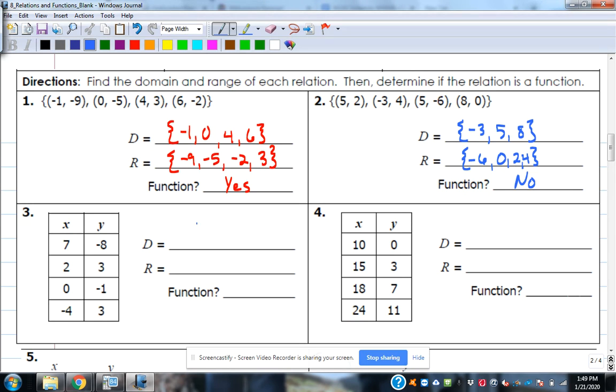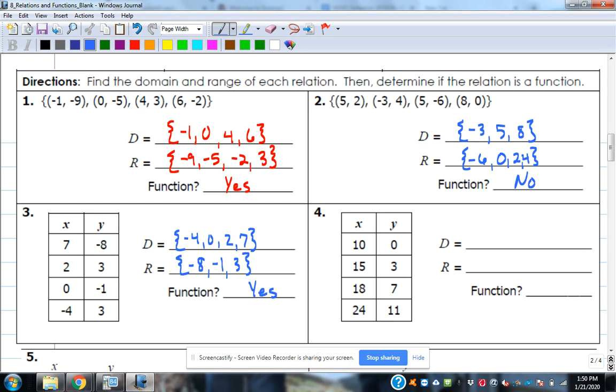So domain for number 3. Yeah, -4, 0, 2, 7. And the range, and 3. We only list the 3 one time there. And it is a function because no repeated x values. So again, yeah, I like the tables too. They make things easier. The x values, the domain's on the left, the range is on the right. Makes it real easy to do there.